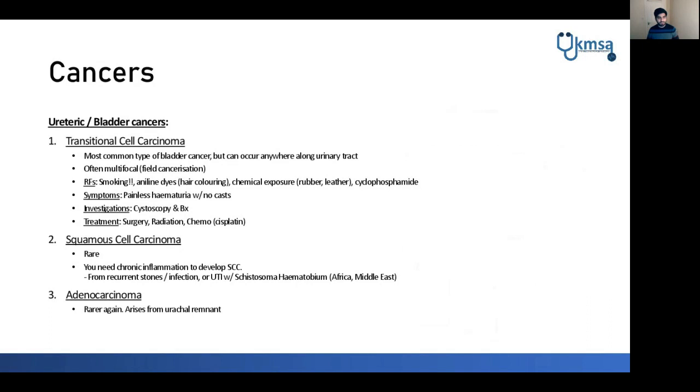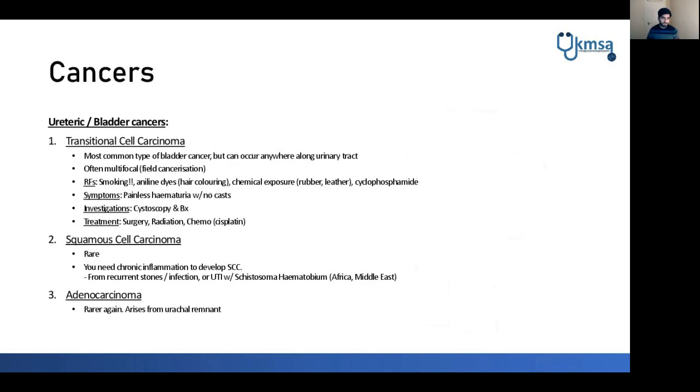So risk factors, a huge risk factor is smoking. It's one of the main risk factors we see in this. And then less commonly occupational exposures and cyclophosphamide. Alarm bells should be ringing if anyone presents to you with painless, visible hematuria.